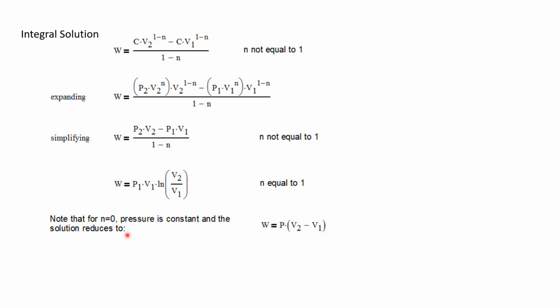Well, what happens when n is equal to 0? In that case, we would use this expression here where n is not equal to 1, because 0 is not equal to 1. Well, if we plug in 0 in here, we end up with a denominator of 1, so it disappears. And we just end up with P2 V2 minus P1 V1. But P2 is equal to P1 in a constant pressure process. And so in a constant pressure process, we can reduce this term to the work is just the pressure times the change in volume, which is V2 minus V1.